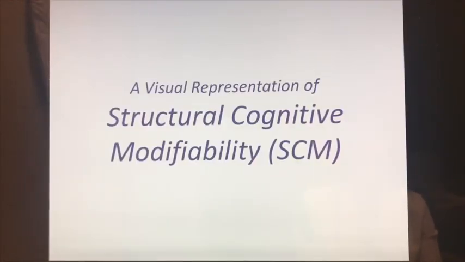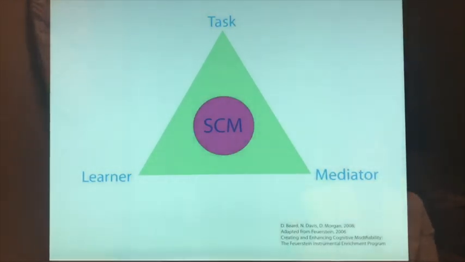This is a very simple visual representation of structural cognitive modifiability. Equilateral triangle with points of task, learner, and mediator. At the center is structural cognitive modifiability. It's the goal of everything we do. Every interaction between the mediator, the learner, and the task is pointed towards structural cognitive modifiability.